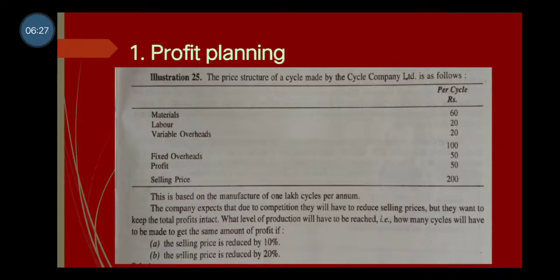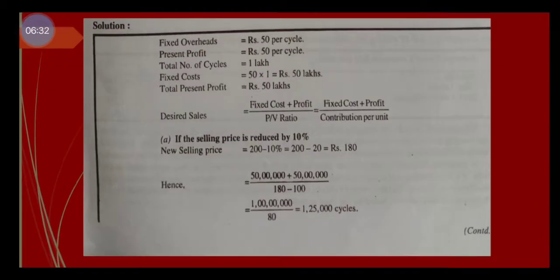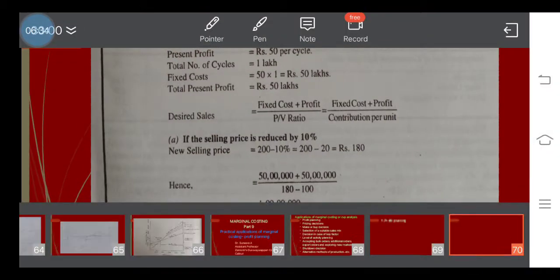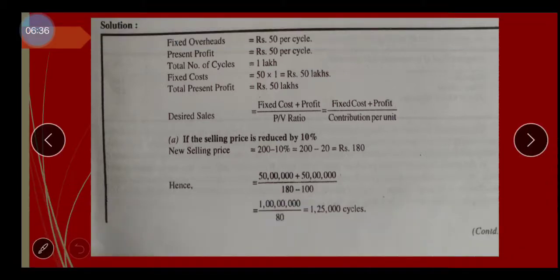Okay, now we are moving to the solution. These things are explained already. Total fixed cost is 50 lakhs. Present profit is also 50 lakhs. And you want to calculate the number of cycles to be sold to generate a profit of ₹50 lakhs at the reduced selling price.